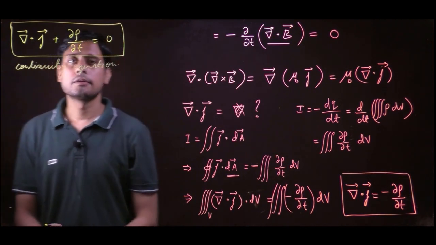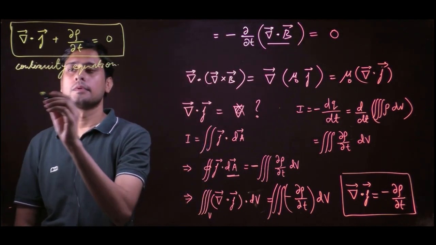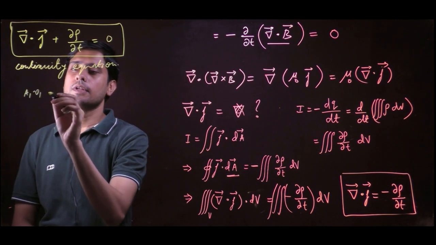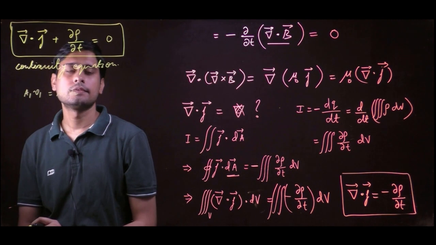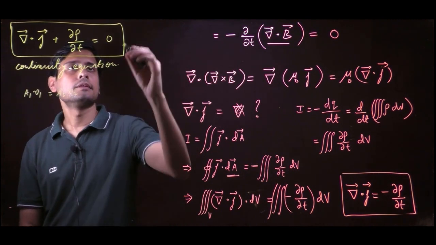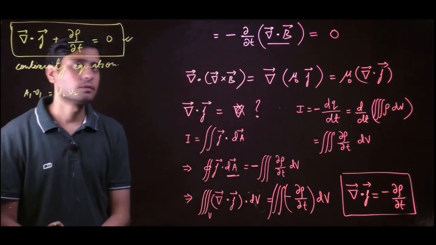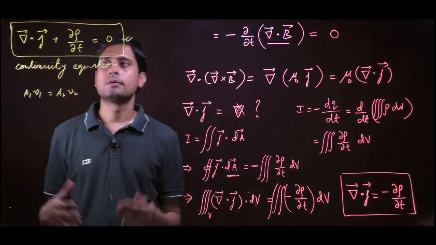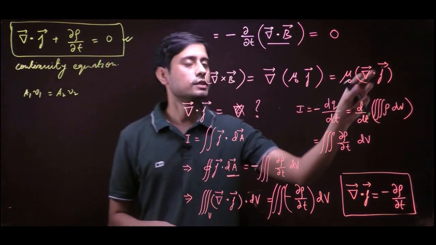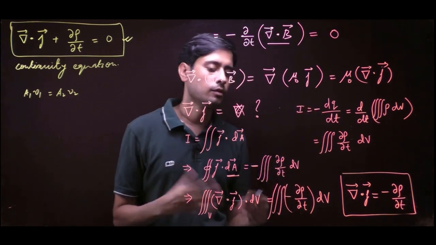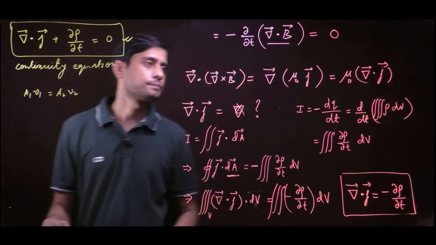It's the same as when you study fluid mechanics, you study A1 V1 equals A2 V2, the continuity equation of fluid mechanics. In a similar manner, this is the continuity equation of electrodynamics. So if you know this already, then you can directly write the value of del dot J from this continuity equation, although we have already derived this, but you can write it directly.